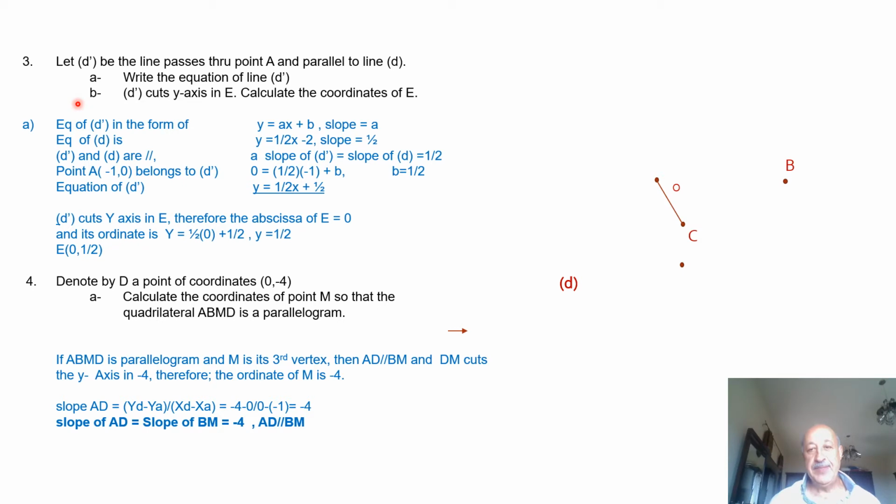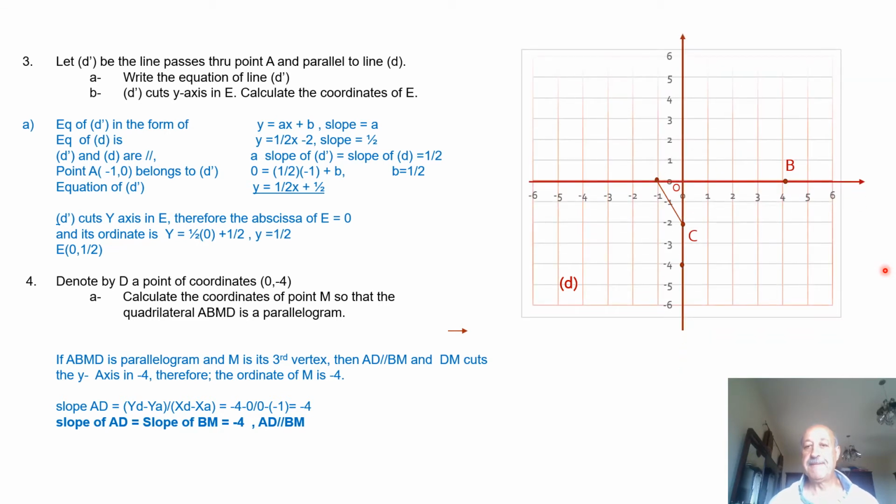So let D prime be the line that passes through point A and is parallel to line D. So let's see this on the orthonormal system. We have D, and then we draw a line D prime parallel to D.